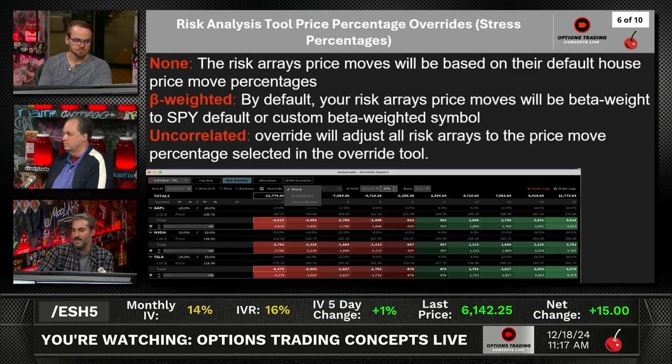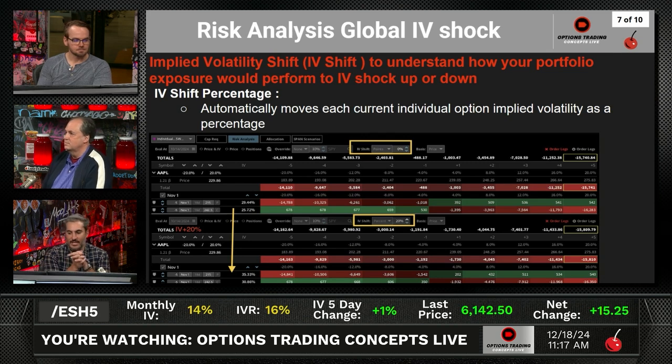Jumping over to the next one here, we're talking about the IV changes that you can do. Give me a little bit of an explanation between points and percentage. Right, so we had two ways of doing it. One, you can do percentages. If you move your IV 20%, it's going to move each individual option IV by 20%.